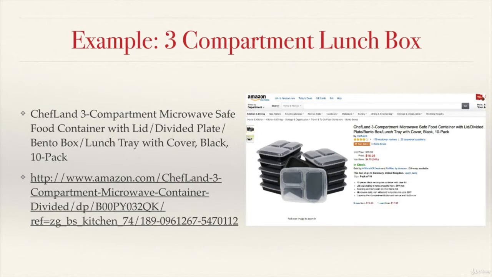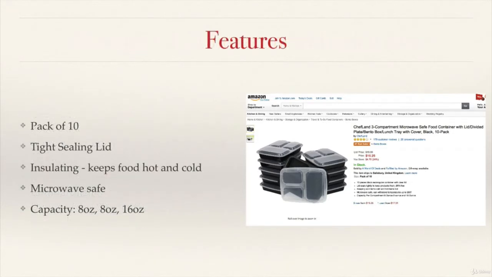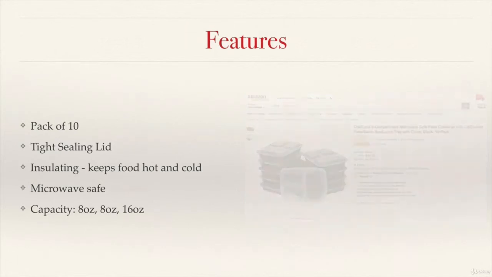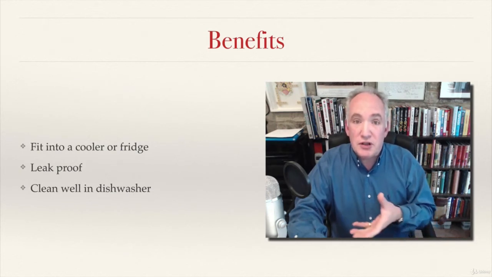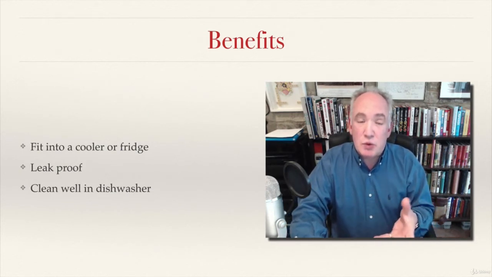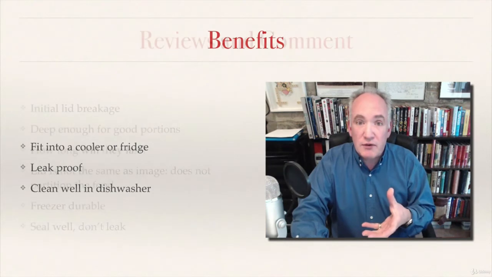and you can see the link here, which you just go and search for 3-compartment lunchbox in Amazon. But that's the listing. And by looking at the way they've listed it, I can see that it comes in a pack of 10. I can see that it's got a tight sealing lid, or so they claim. I can see that it's insulating, so it keeps food hot and cold, that it's microwave safe, and the compartments have got different capacities. Now, the benefits are that it fits into a cooler or a fridge, that it's leak-proof, that it cleans well in a dishwasher. Those are the sorts of things you're looking for there.